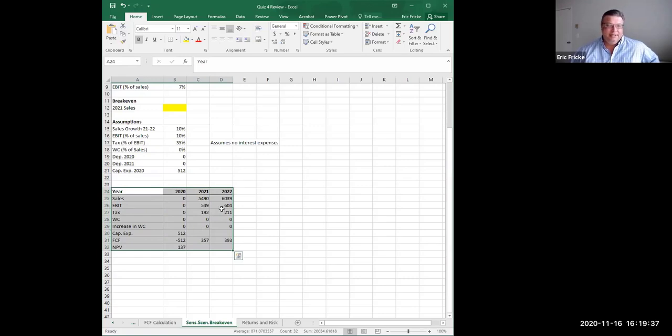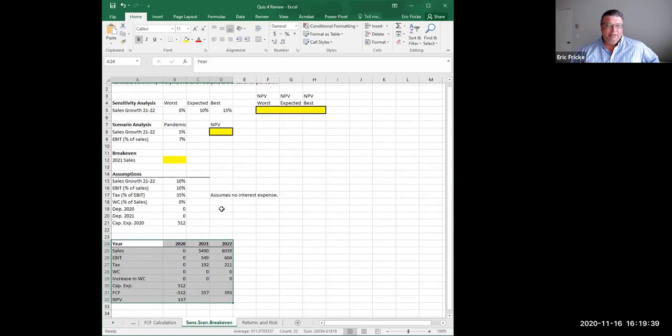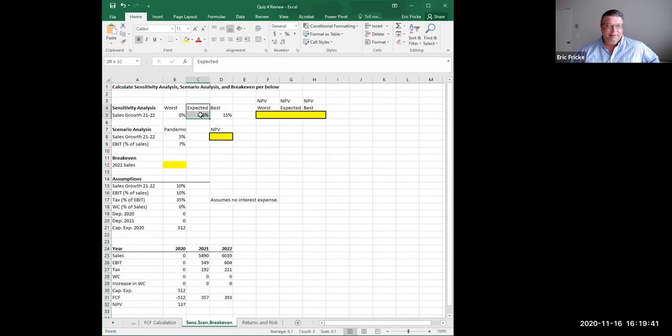Okay. In fact, if you go up here and you see the expected 10% sales growth, right? You see that number right here. So that's already built into the spreadsheet. So the first NPV for expected, we kind of already have. It's already built in. That's 137 right there. So I'm going to go ahead and put in 137 as our expected NPV for this project.